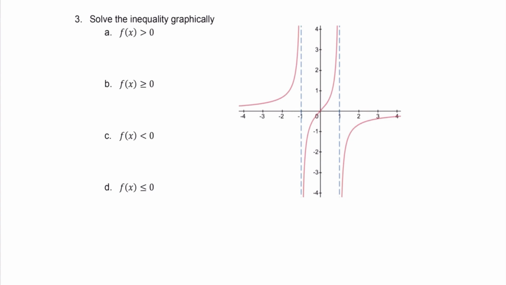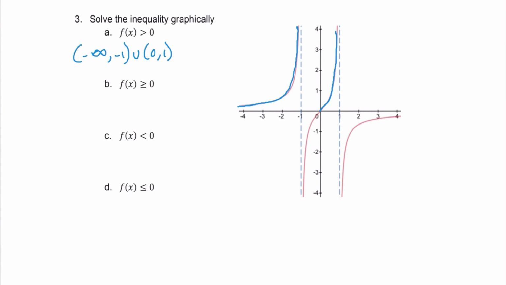Up next, we're looking at a rational inequality this time. Where is f greater than 0? In other words, where is it above the x-axis? This piece is above the x-axis. Again, your answer is in terms of domain or x values. So we go from negative infinity up to negative 1, that asymptote. And then above the x-axis in this piece, that interval is from 0 to the asymptote 1.